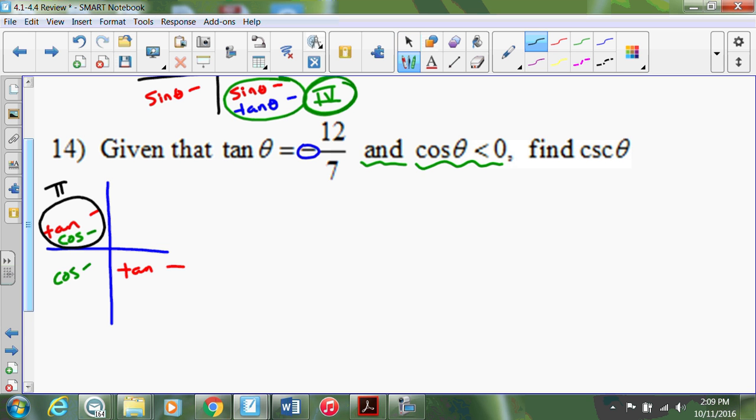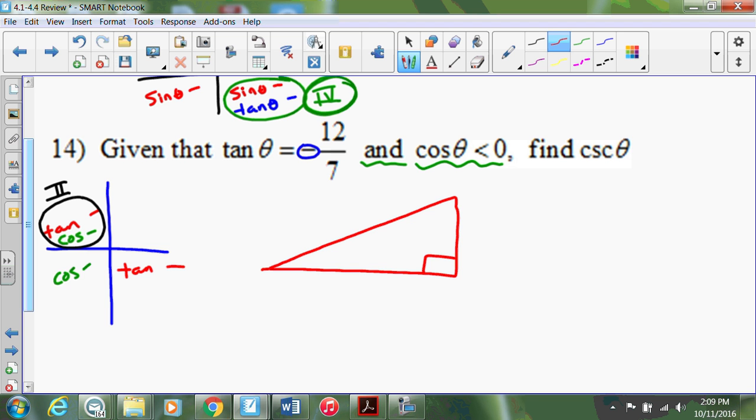So the reason why I did the quadrant first is that it really helps us to know which quadrant we're in, so that we know what the signs are for each of our answers. So here we go. Now we can make our right triangle and do some right triangle trig. I'm going to ignore the negative because that negative already told me what quadrant I'm in.